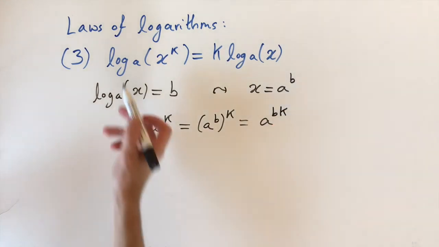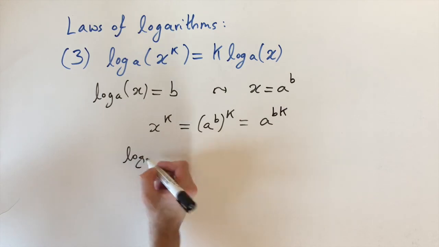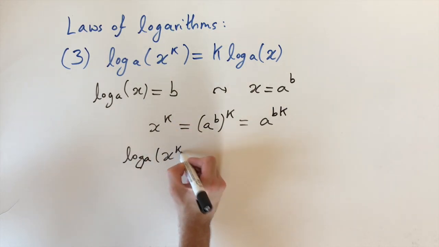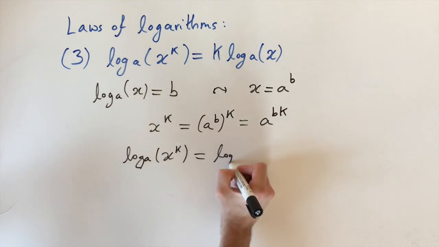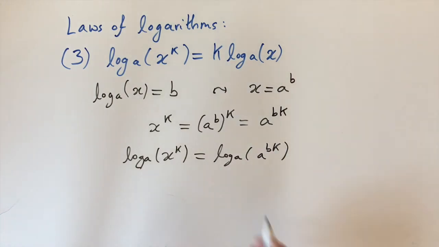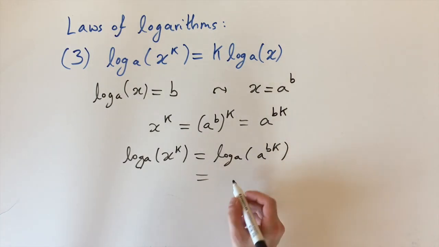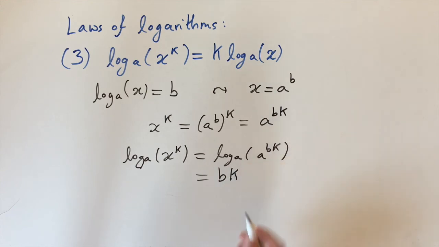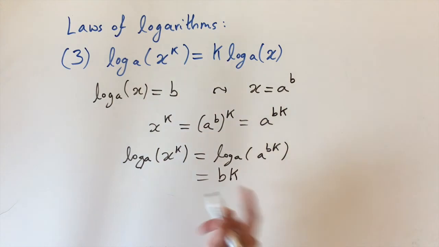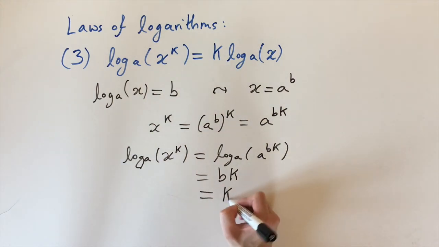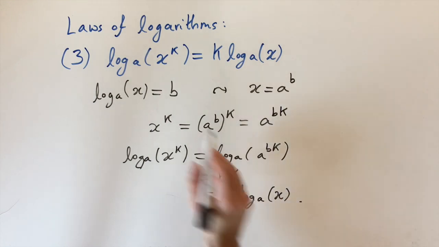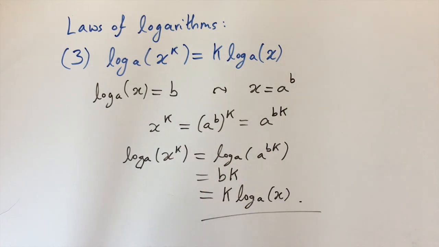So now we convert it back into logarithms. So I apply log to the base a to both sides of these equations. So this is log base a of x to the k, and this equals log to the base a of a to the power of b times k. And again, by the definition of logs, we just cancel out the base and we get b times k. And the final step is to substitute back in for b. So we said b was this logarithm. So this gives us the answer of k times log base a of x. And this is exactly what we wanted to show. So this is how to prove all the laws of logarithms.